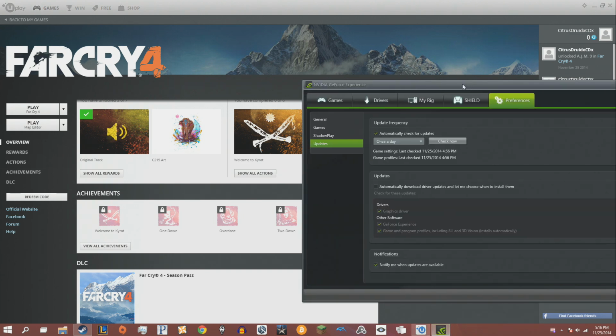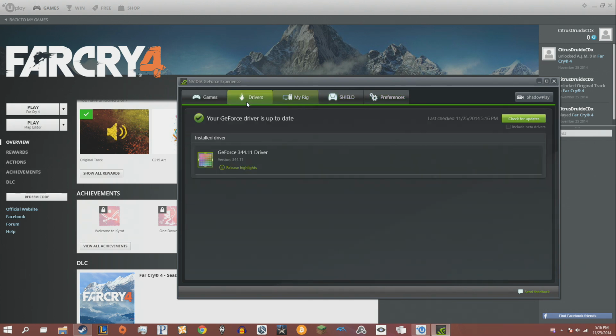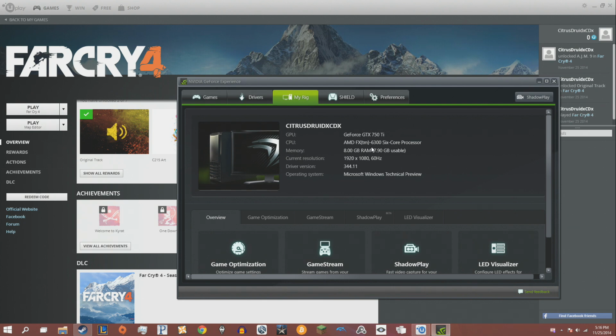I did update the drivers, by the way. I checked right now. It should run. See, it's checking, and yep, drivers are perfectly fine. I'll show you what's in my rig. Right here. And then that. And I have 8 gigabytes of RAM. I don't think the RAM's the issue.